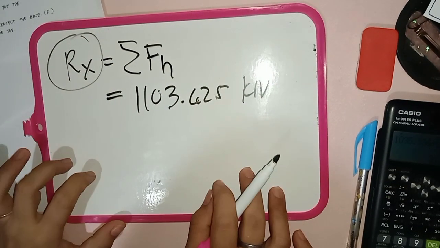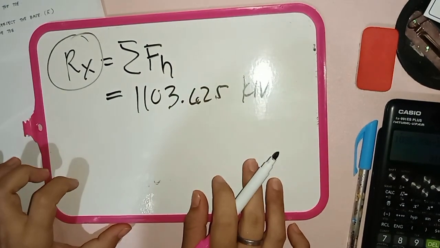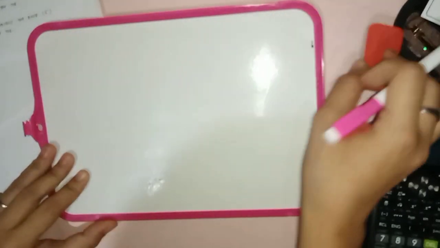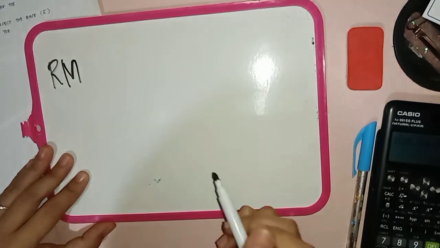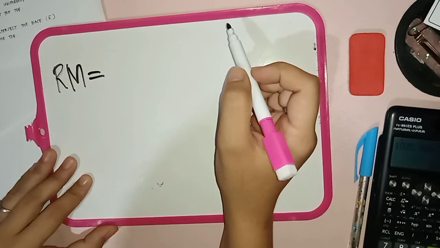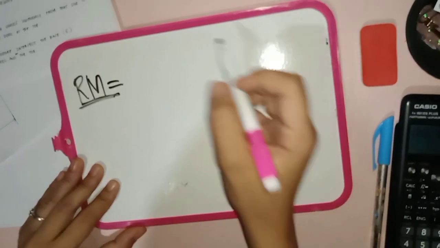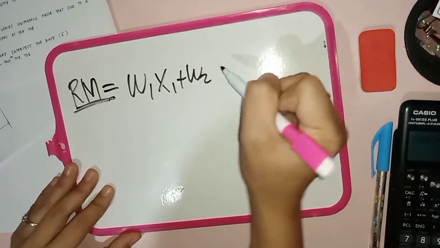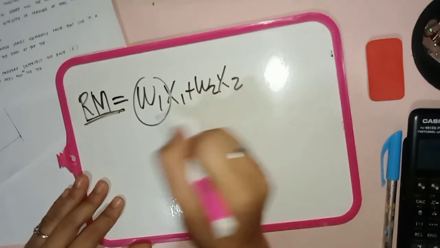Next step, we are going to determine the moments. First is the righting moment. The righting moment is the rotation towards the upstream side. Our formula will be weight 1 times x1 plus weight 2 times x2.